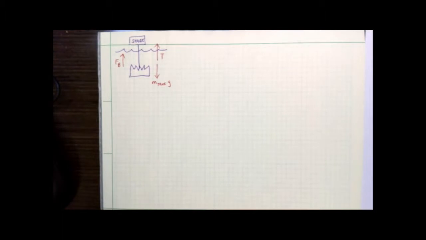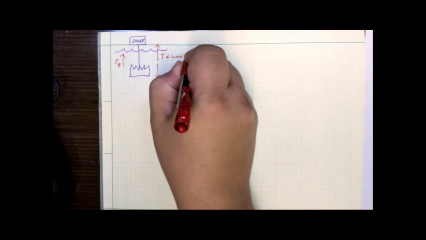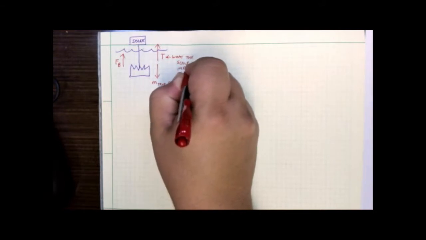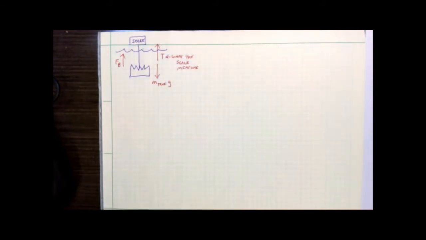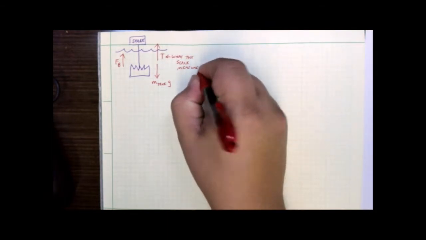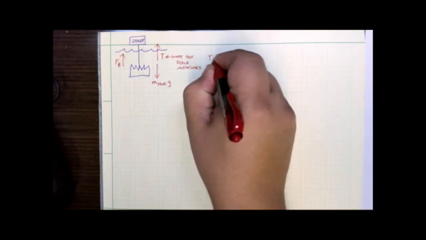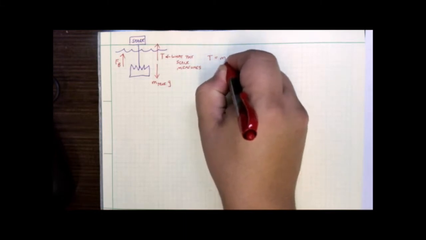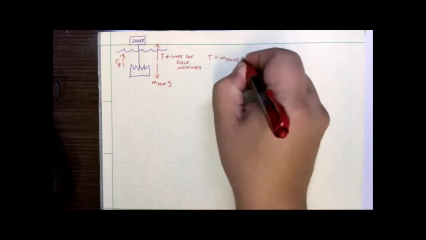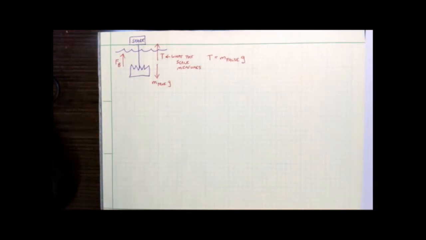But because we have a buoyant force acting on the crown as well, you don't have this two-force equilibrium. Tension is what the scale measures. All the scale can do is tell you how hard it has to pull up. And in this case, that is not going to be equal to the weight of the crown. That tension force is, in fact, going to be a false weight, a deceptive weight, a false mass multiplied by g.